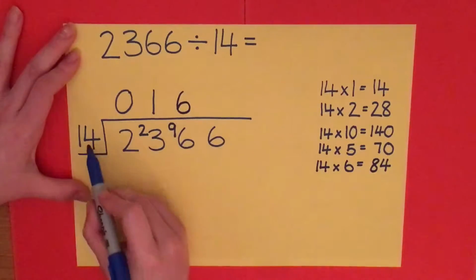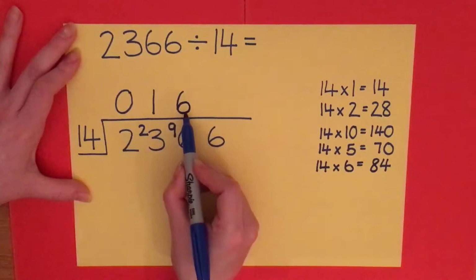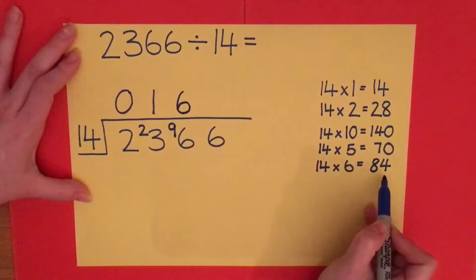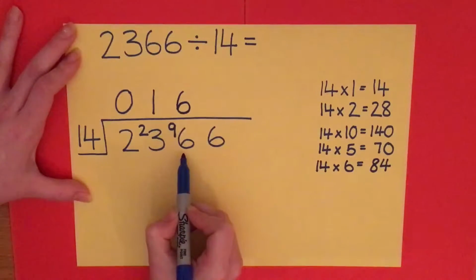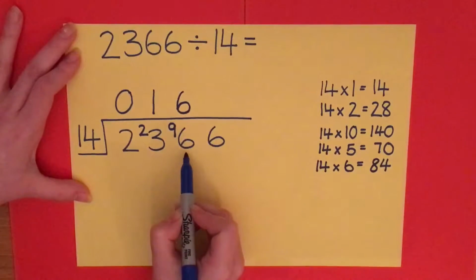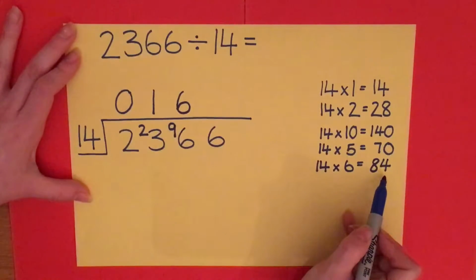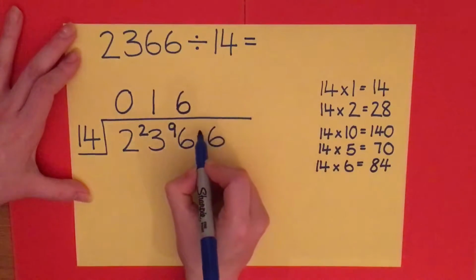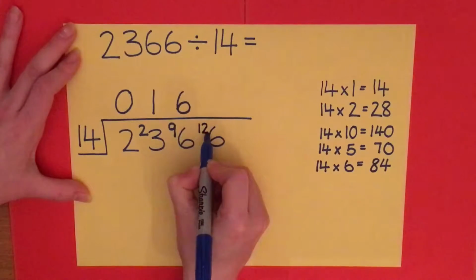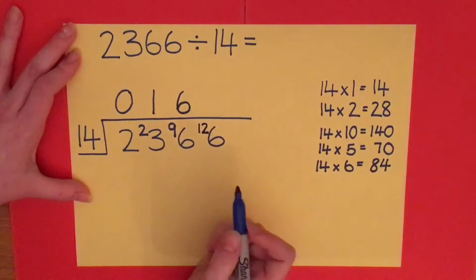Okay, so 14 times 6 is 84, and I need to get up to 96. Okay, so I'm going to have a remainder of 12, because from 84, adding 10 takes me to 94, and then I need to add the 2 to get up to 96. So I'm going to carry over 12.